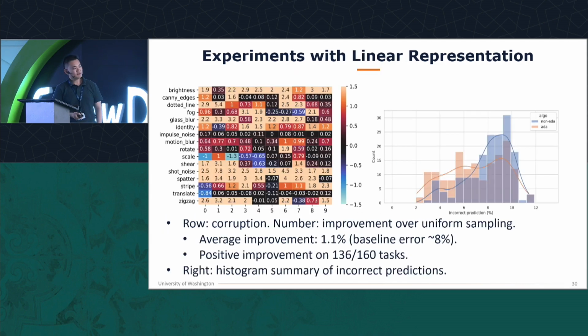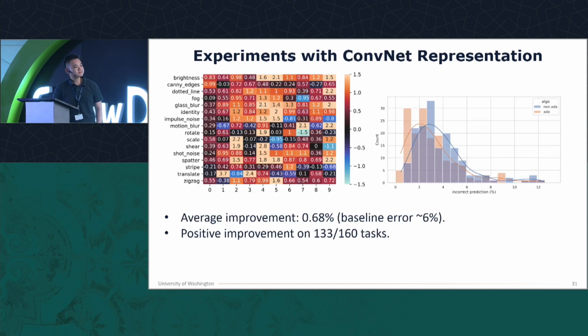Oh, by the way, this improvement is using the same budget for source tasks. In another setting where you have some target error, it's equivalent to saying that for a certain target error, you can use fewer data to achieve this error rate using active learning.